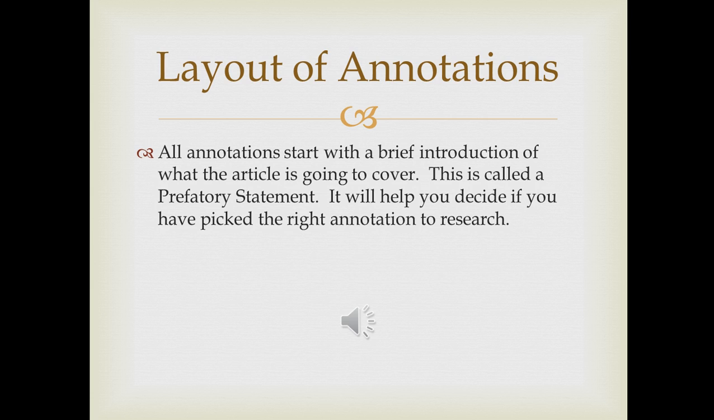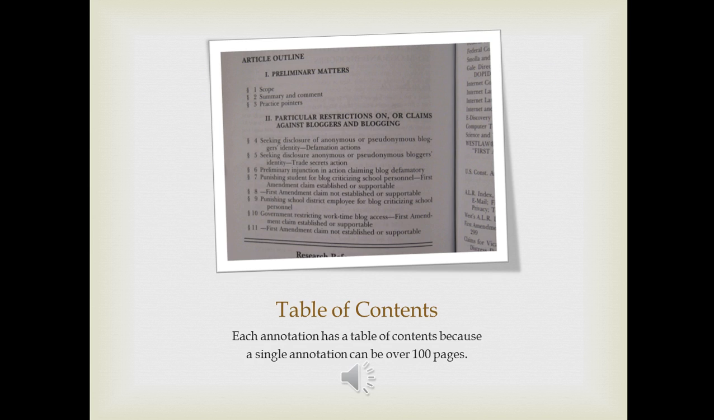All annotations start with a brief introduction of what the article is going to cover. This is called a prefatory statement. It will help you decide if you have picked the right annotation to research. Reading the annotation will be very confusing without a table of contents. Each annotation can be as little as a few pages long, or it can be over 100 pages long. Despite the fact that the average volume contains over 1,000 pages, there are usually only 10 to 15 distinct annotations in each volume.